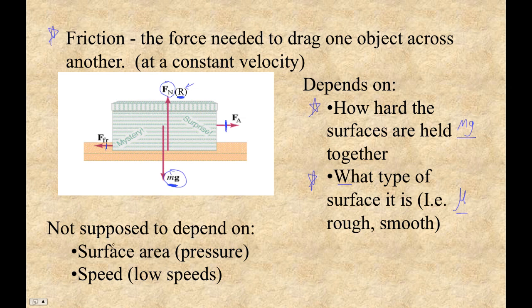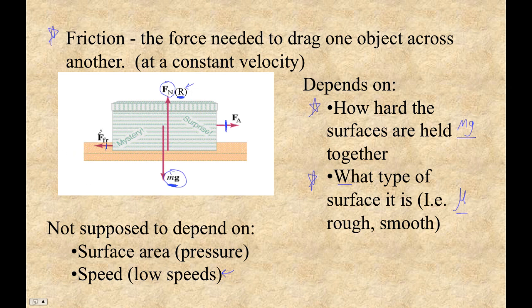We don't think it depends on surface area. So if we took this box maybe and slid it on one of the small ends, there'd be more pressure on that end, and therefore, even though it's less area, it would be the same force of friction, assuming that the end is as smooth as the bottom, right? And then we also are going to suppose that it doesn't depend on how fast the object's moving. If it's moving slowly, it would be the same force of friction as if it's moving quickly.